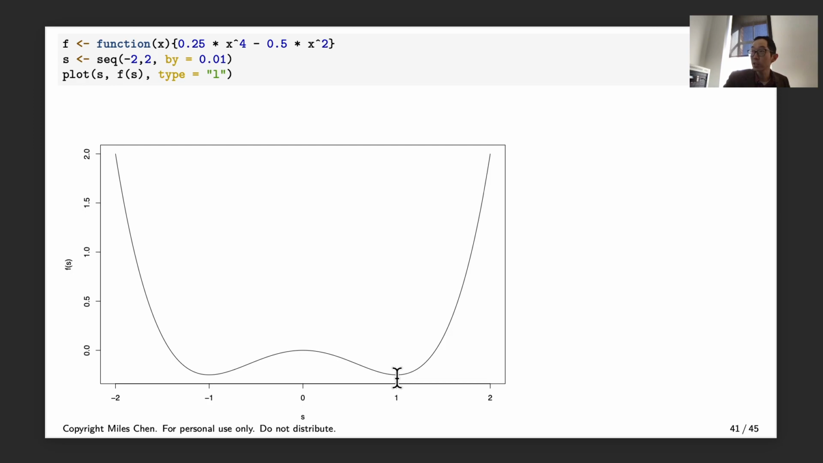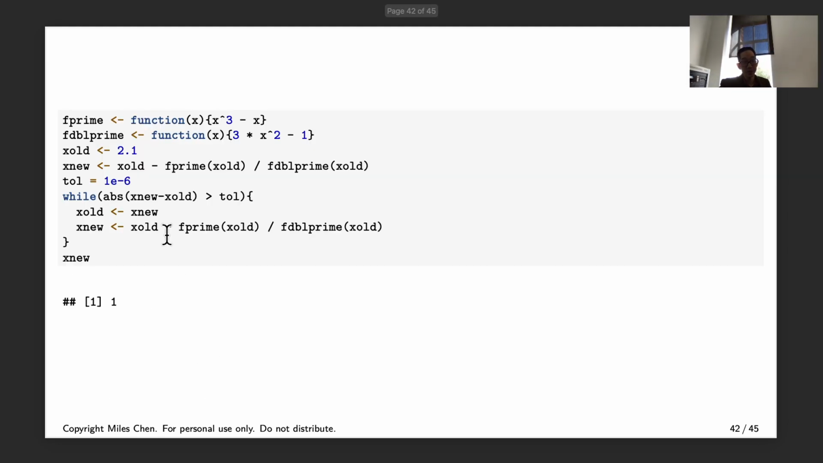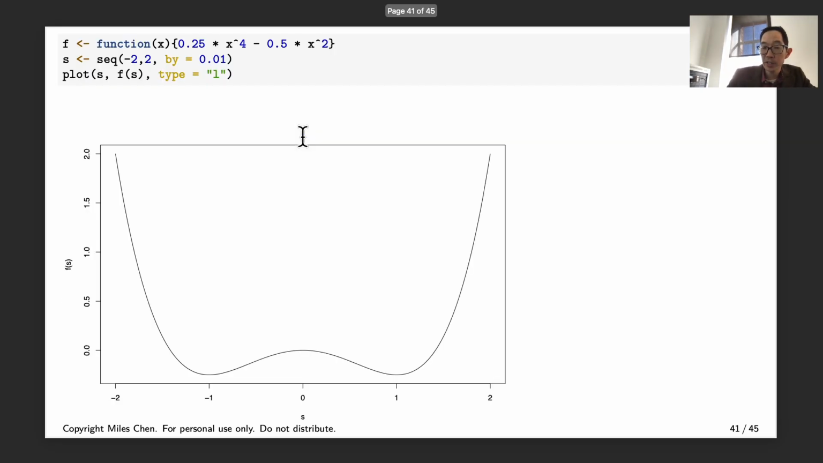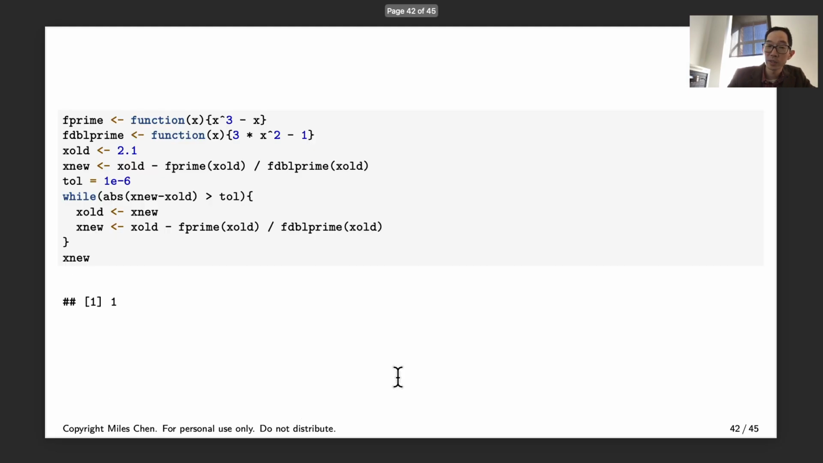So that's going to be right here at the local min, right here at the local max, right here at the local min. And so I have f prime is x cubed minus x, and f double prime is 3x squared minus 1. And if I start off at, say, 2.1, which is going to be up here, will it find the local min? And it does.